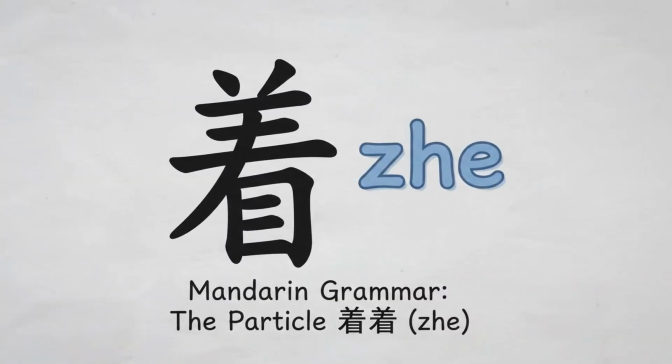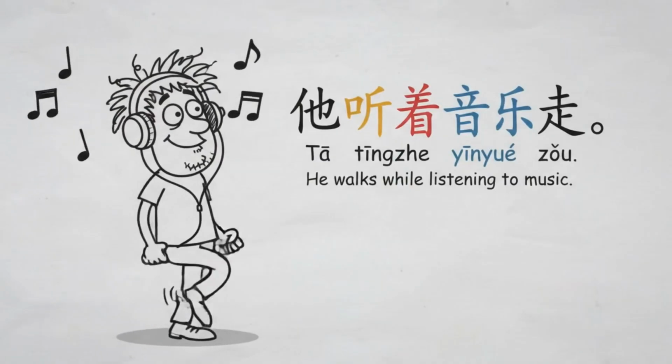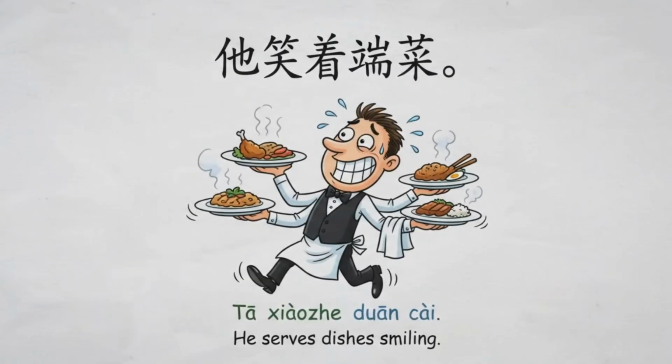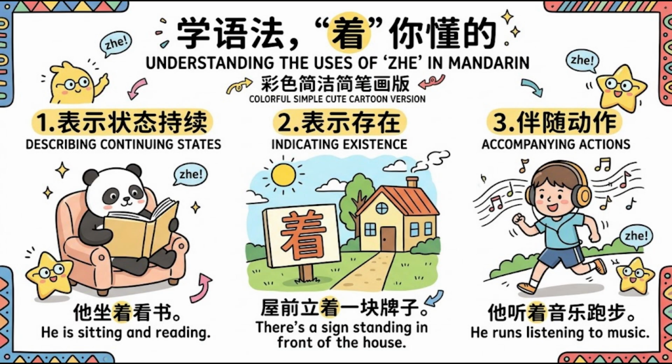Consider the Mandarin particle 着. It describes a continuous state, or an action that accompanies another, like serving dishes with a smile. Have you ever seen 着 after a Chinese verb and wondered what it actually means?